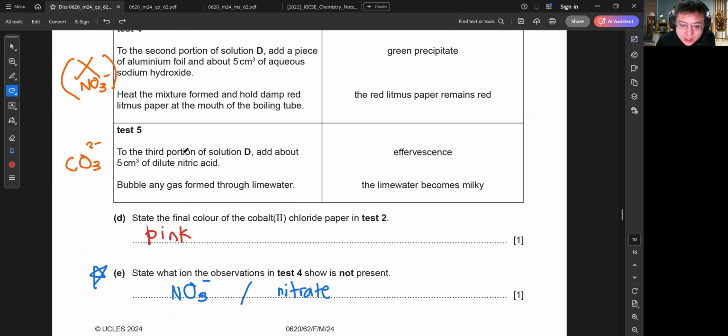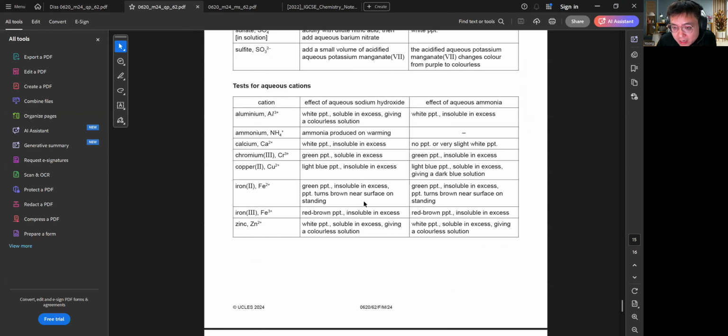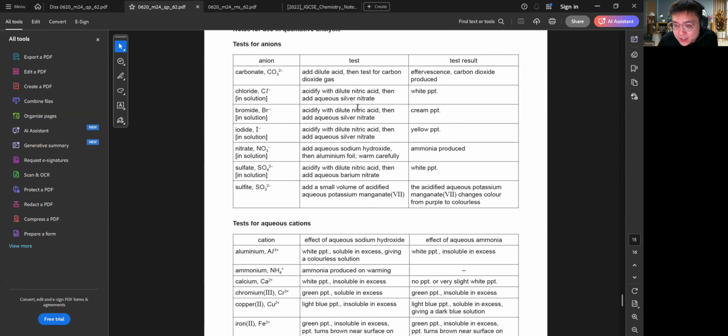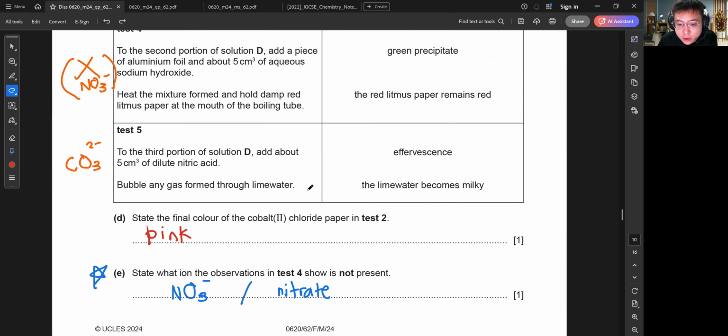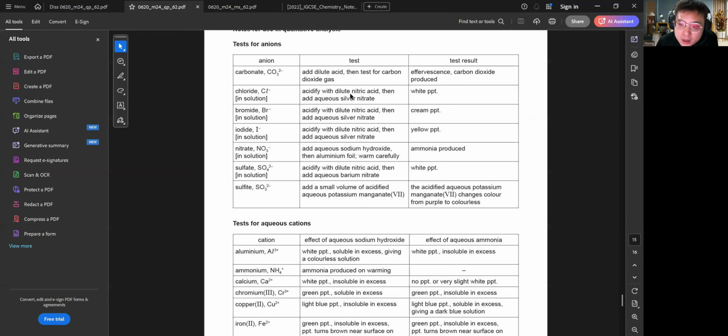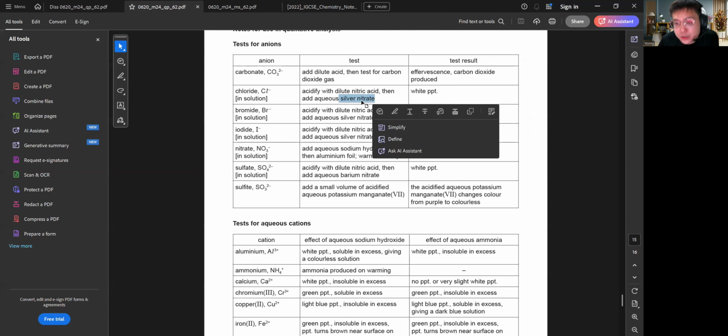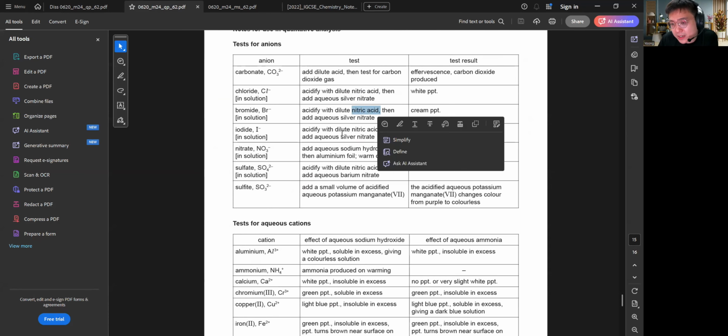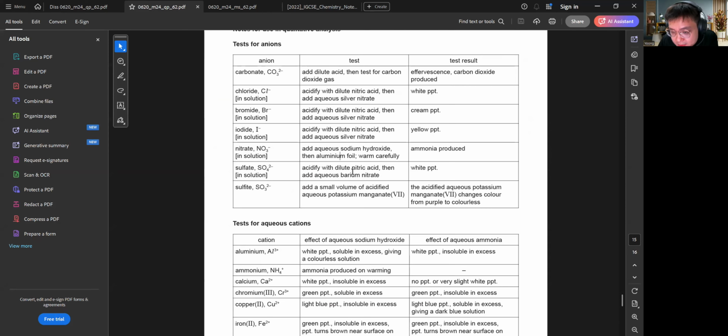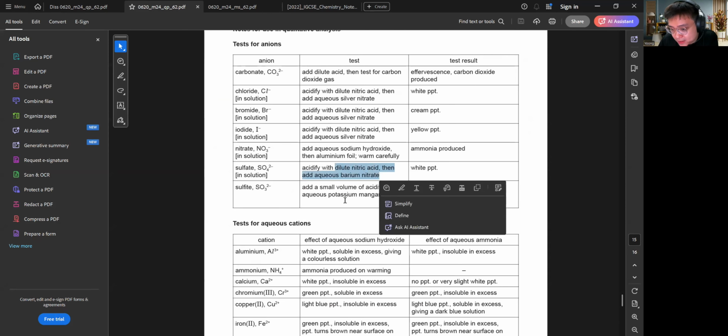To the third, add dilute nitric acid. We bubble any gas and we get effervescence. So there's two ways to do this. The first way is we try to find nitric acid. If you look here, you find all the things with nitric acid, but you see they only add nitric acid. They didn't add anything else. So you see here, nitric acid plus silver nitrate, so it's out because it's using two things, right? And then here also is using two things, nitric acid.